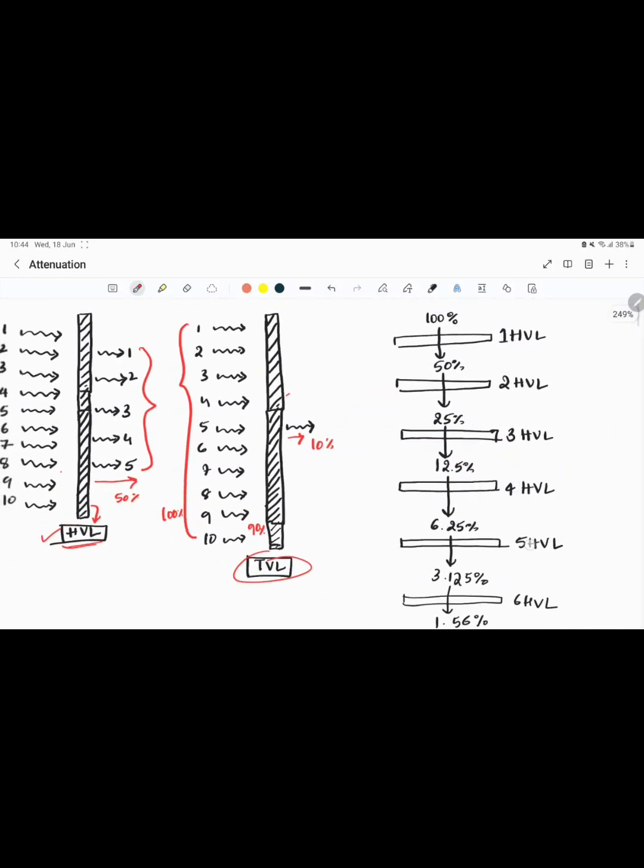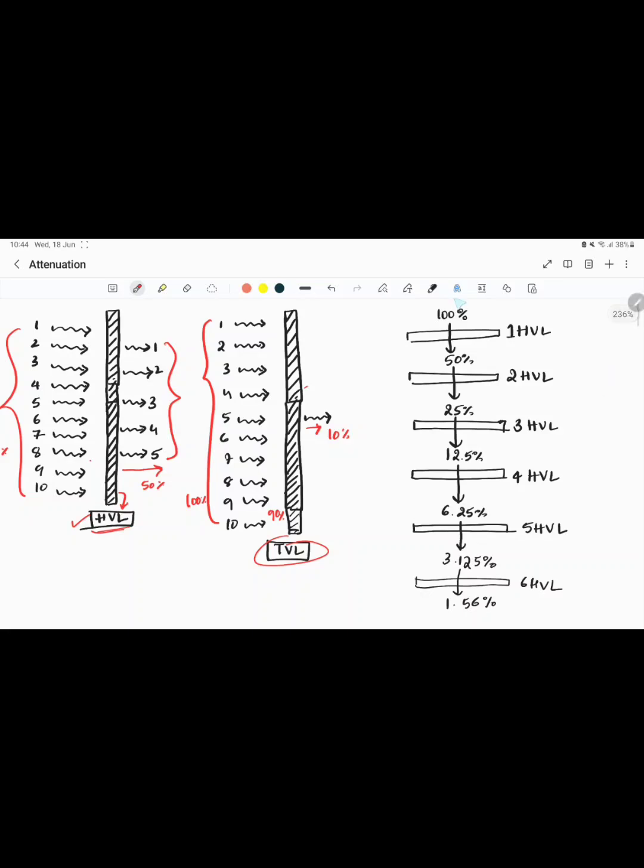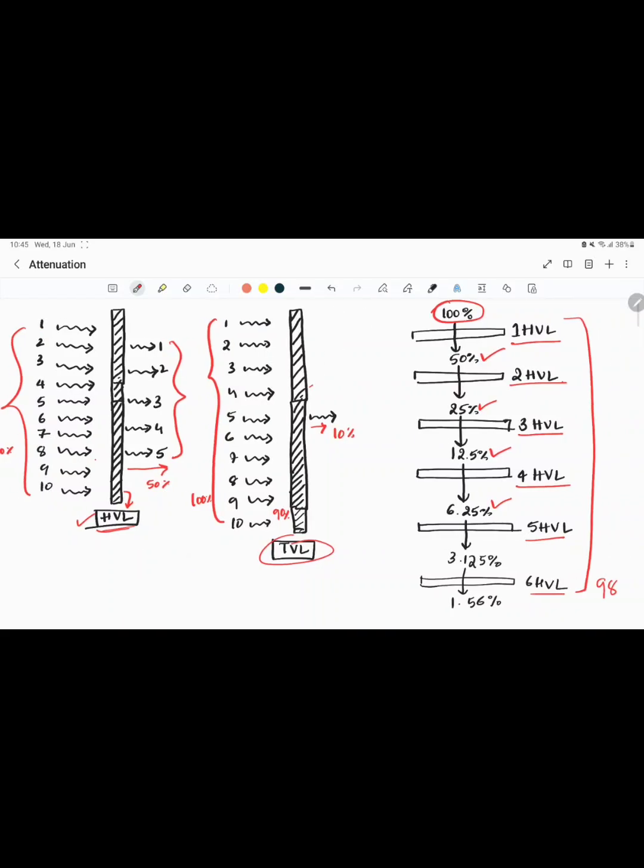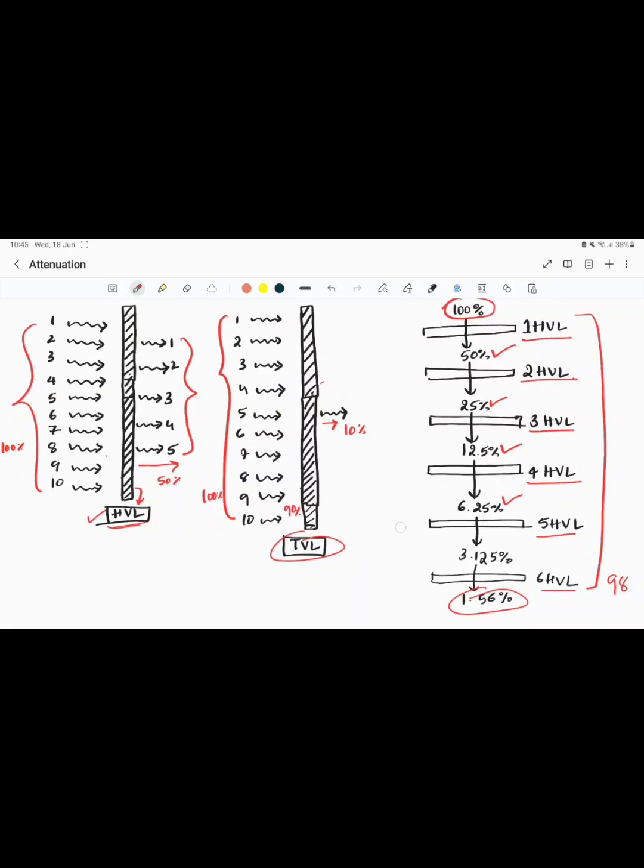Now, if there is 100% of the beam, 1 HVL is needed for the beam to be attenuated to 50%, 2 HVLs for 25%, 3 HVLs for 12.5%, 4 HVLs for 6.25%, 5 HVLs 3.125%, and for the sixth HVL it will reduce further. So 6 HVLs are required for us to get 98% attenuation, and only 1.56% of the beam is transmitted.